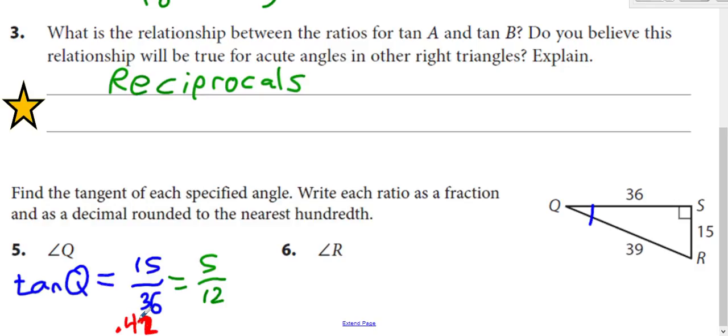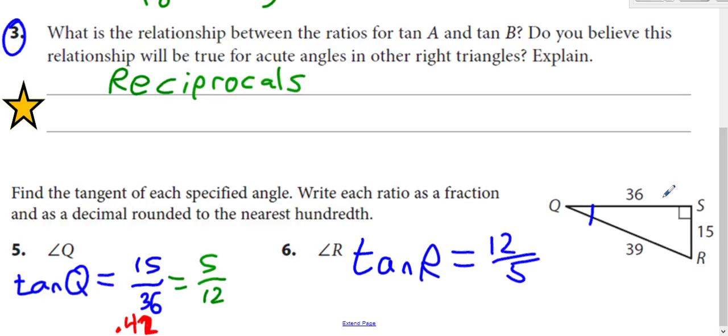For angle R, let's apply the concept we just wrote up here next to the star. If you're switching the angles, the only thing that changes is the ratio is going to be the reciprocal. So instead of 5 over 12, it's going to be 12 over 5. You switch the angle, we take 36 over 15 and reduce that. It reduces to 12 over 5. And then as a decimal, it's 2.4.